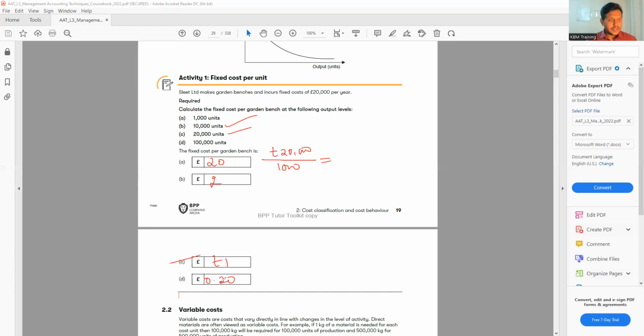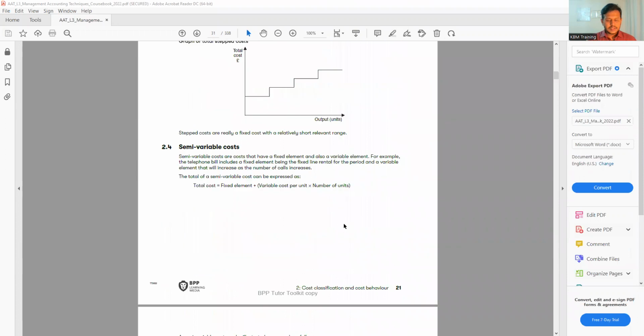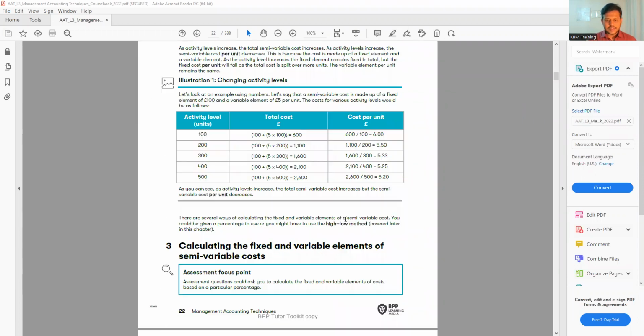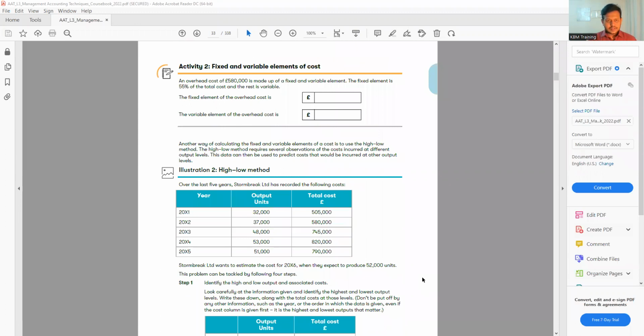All right, does anyone have any questions before we move to the next one? It's quite simple. You just need to divide to find out the cost per bench. All right, is everyone happy with that? So let's move to the next one then. The next one has a few examples, so we'll move to the question straight away.